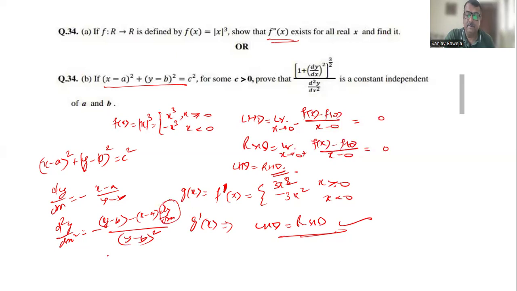So substitute the value of dy by dx here, and you will get minus c square upon (y minus b) whole cube as the value of d2y upon dx square. That's it. You will substitute the values in the given expression. This is the given expression. You will substitute the values of dy by dx and d2y upon dx square, and you will find that everything will get cancelled except c. You will get c, which proves that it is a constant independent of a and b. There will be no a and b in the final answer. I hope this is clear.